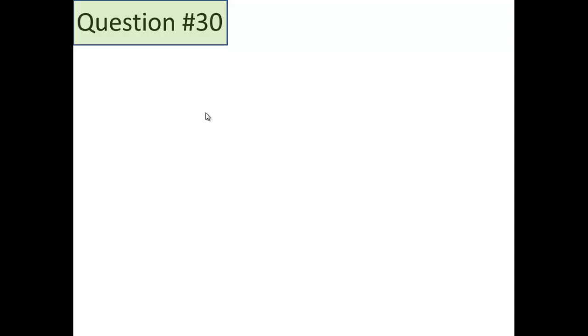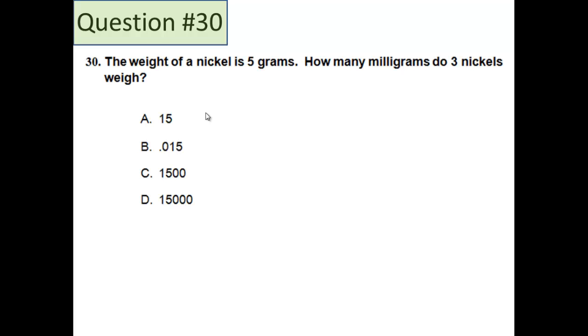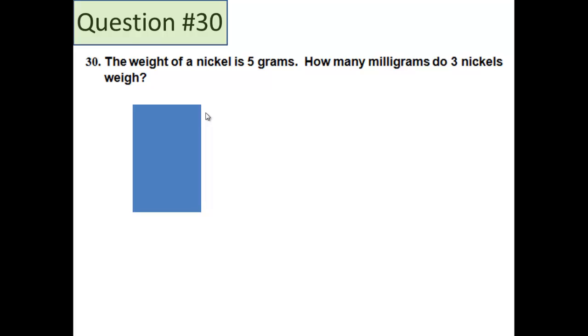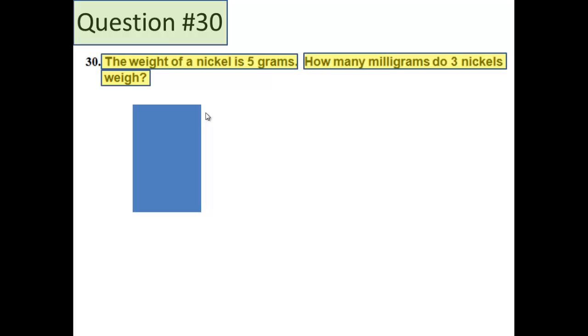And the last one, question number 30. The weight of a nickel is 5 grams. How many milligrams do 3 nickels weigh? Let me get rid of my answer choices. All right. I see the weight of a nickel is 5 grams. I see something about 3 nickels. This whole problem has important information in it. So let me just start with the weight of a nickel is 5 grams.